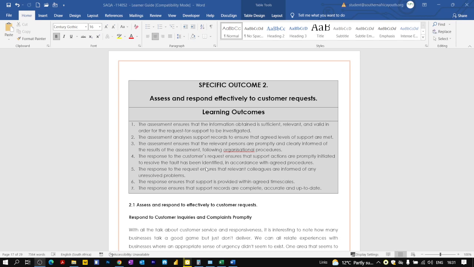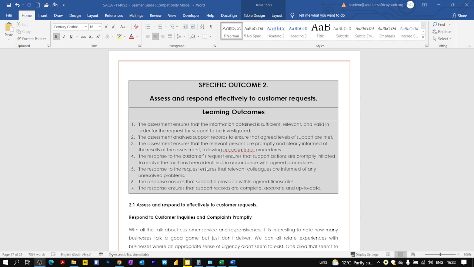The next thing is the response to the request ensures that relevant colleagues are informed of any unresolved problems. Again, this is a repetition of a point that you already highlighted, to say you don't want your clients always calling and the person answering them having to lie, or sometimes assuming certain things without knowing. Communication is of utmost importance. So make sure that your colleagues know exactly where the issues are. If there are things that need to be resolved that have not been resolved, make sure that your colleagues are aware of that so that they resolve those things accordingly, so that we don't end up having problems on our hands.